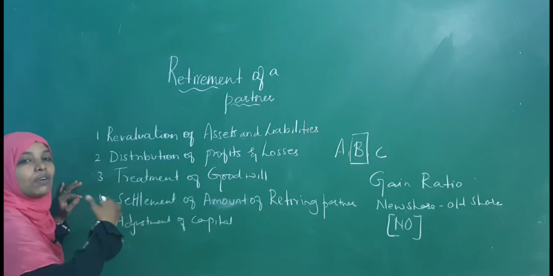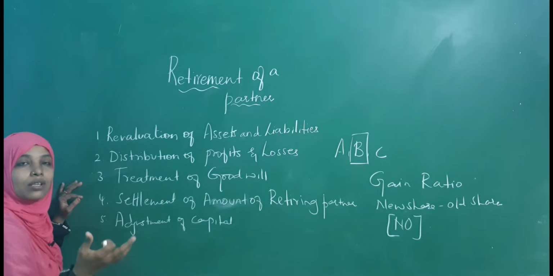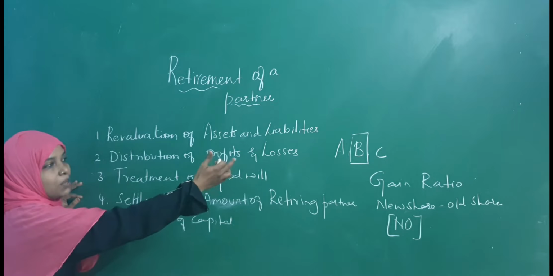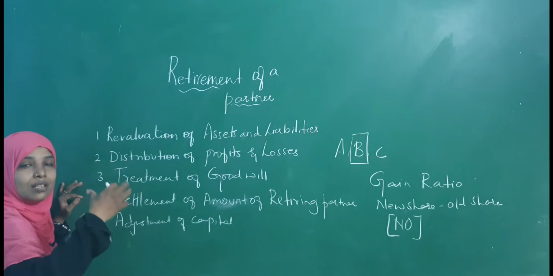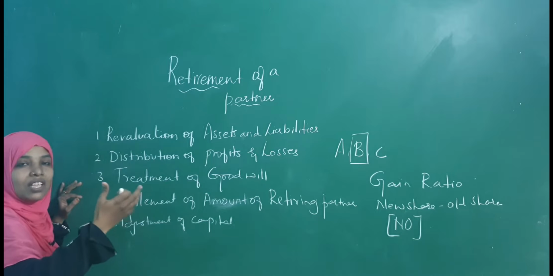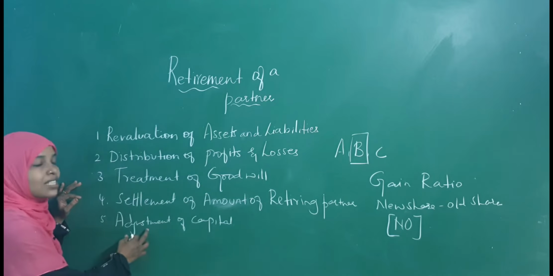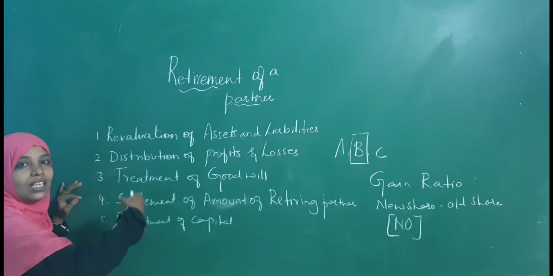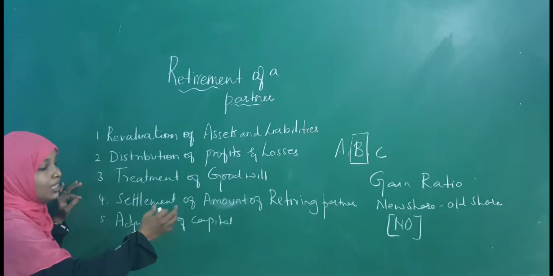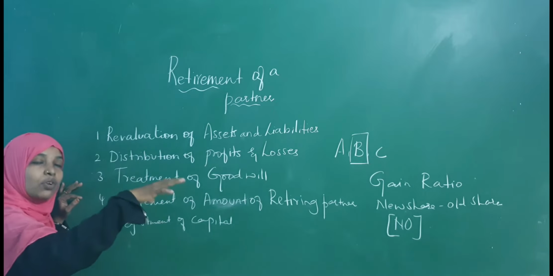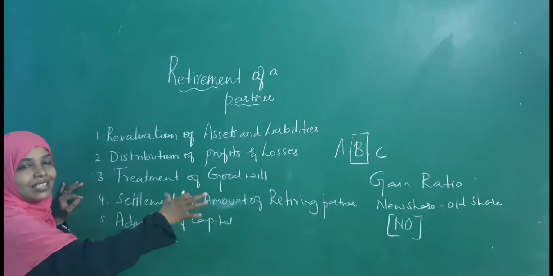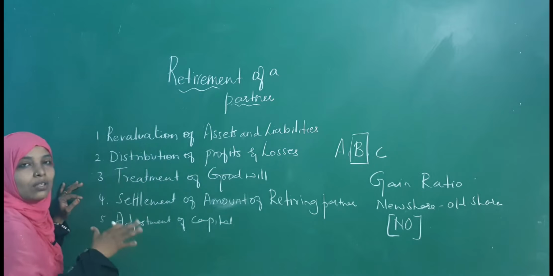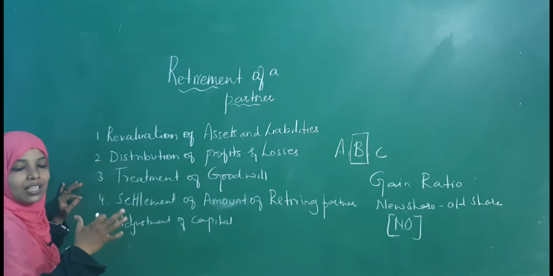Next comes settlement of account of a retiring partner. Suppose A, B, C, B is retiring. B's balance you have to settle first, as loan account or whatever the amount, if they give it in the question. Next comes adjustment of capital for the other two partners, how you are going to settle it. But adjustment first you have to do for the retiring partner, then for the other two partners. Now I'll erase this and show you the points you have to note down in retirement of a partner.